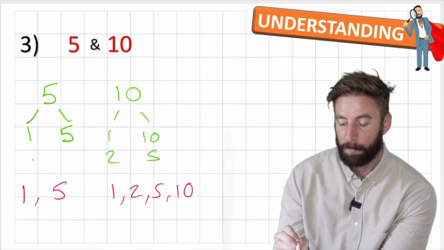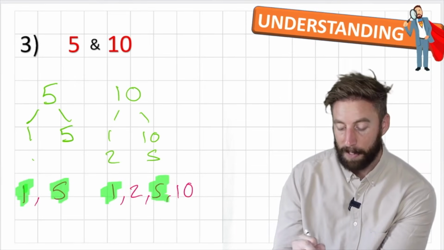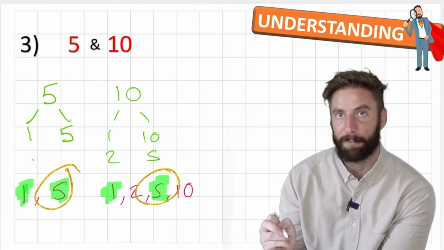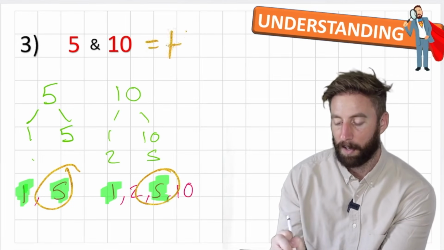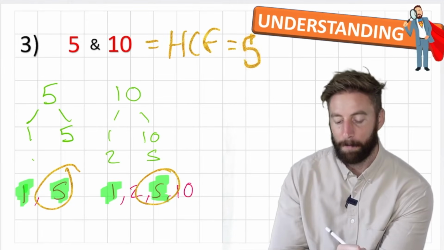Let's look for those common factors, and hopefully we can see we have a 1 that's common, and we also have the 5 that's common. Let's find the highest common factor, which we can now see is the 5. So the highest common factor equals 5. Awesome.